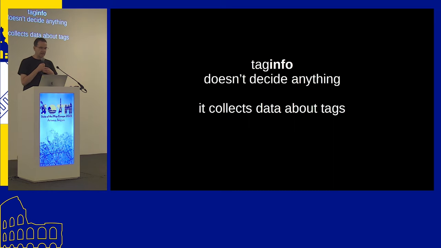Its job is to collect data about tags. It's not deciding anything. One of the questions that comes up quite often is, people send me email or something and say, taginfo is doing something wrong. It says that tag X is for this and that, and I should change that. And I don't change that. That's not my job. I only collect the data from other places.